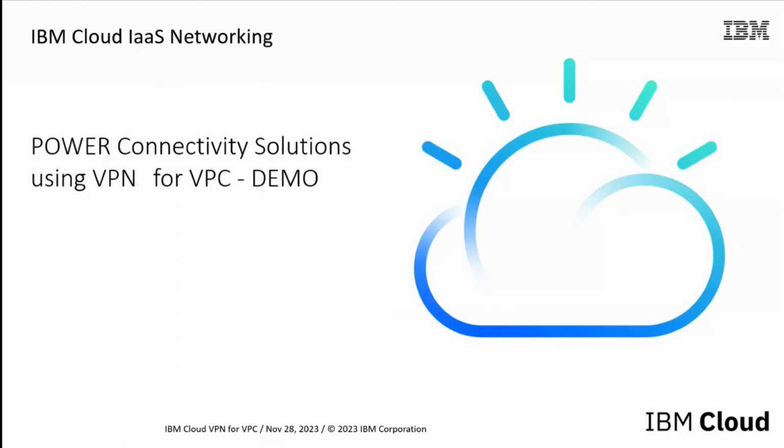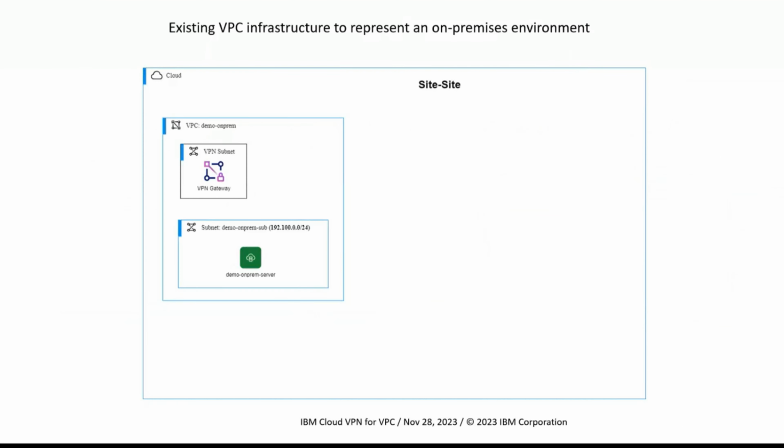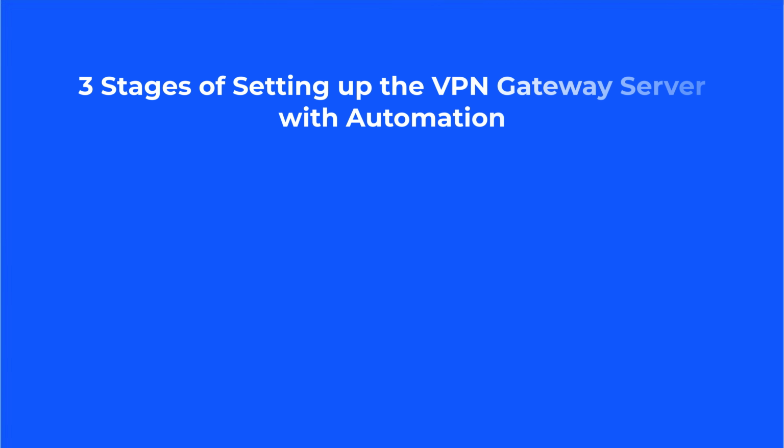This demo will show how to connect a site-to-site IPsec gateway to your Power VS Cloud workspace from your on-prem network. For this demo, we'll be using a VPC environment to represent your on-prem environment. This demo will show 3 stages of setting up the VPN gateway server with our automation, where we use IBM Schematics to deploy the VPN automation.